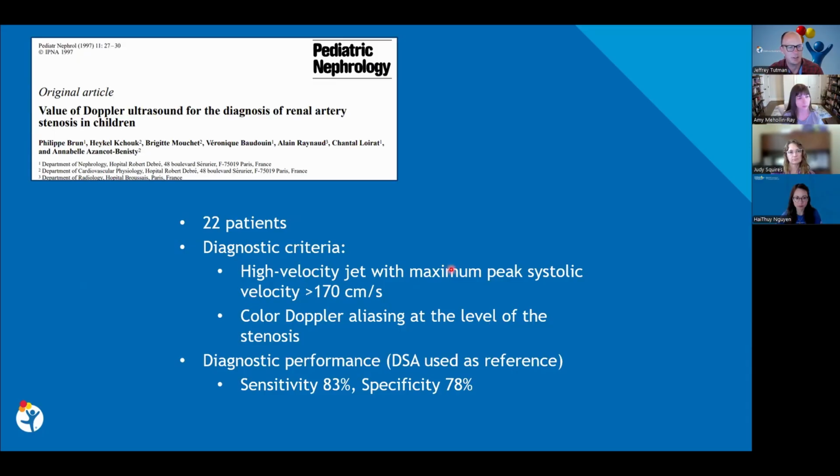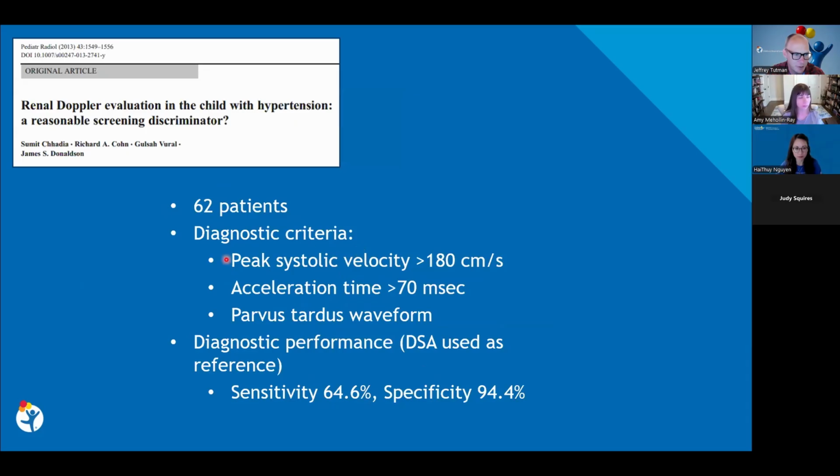So I want to put together a little bit of a review of the literature that's out there. This is one of the older papers that I could find, from the late 90s, one of the first talking about evaluation of renal artery stenosis in children. It was a smaller number of patients, about 22. They used two diagnostic criteria: more than 170 centimeters per second, and a finding of color Doppler aliasing. Using DSA as reference, both sensitivity and specificity were about 80% for detection of renal artery stenosis.